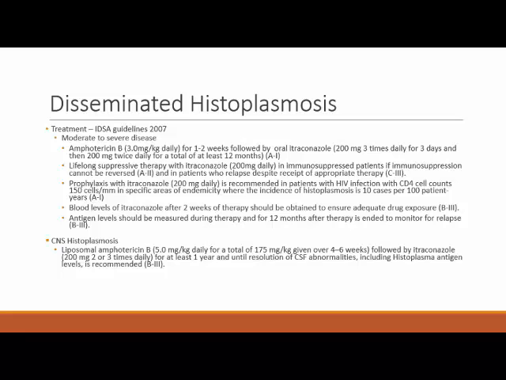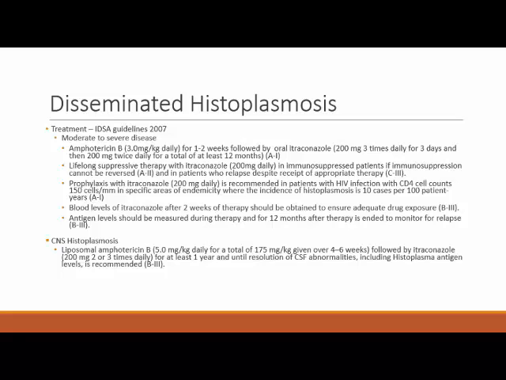Prophylaxis is also recommended in patients with HIV infection who have low CD4 counts under 150 in areas that are endemic, where the incidence of histoplasmosis is reported as 10 cases per 100 patient years. So that Ohio, Mississippi River Valley, that was the darkest green on the map, would be the area for these types of patients. Again, monitoring: you need to monitor itraconazole levels after 2 weeks of therapy to make sure that you have good drug exposure. You can measure antigen levels during therapy and up to 12 months after therapy is completed to monitor for relapse.